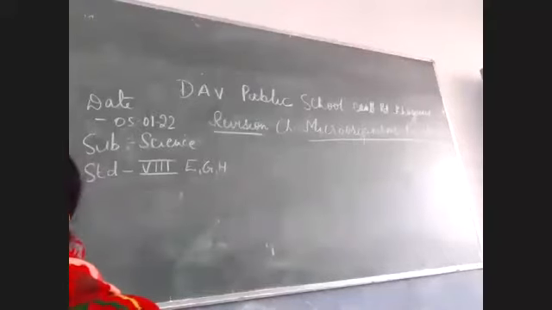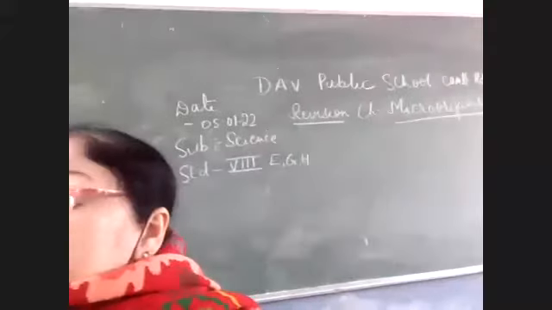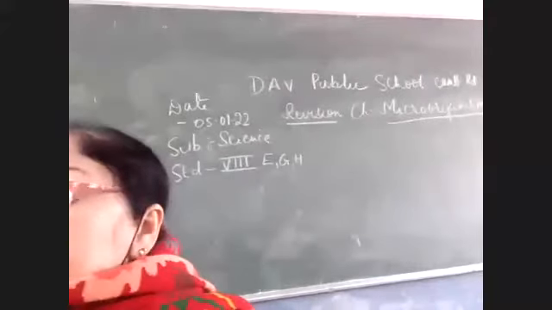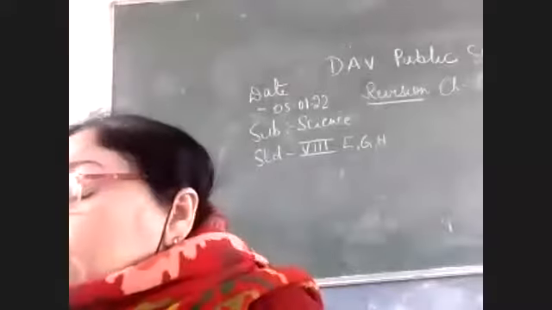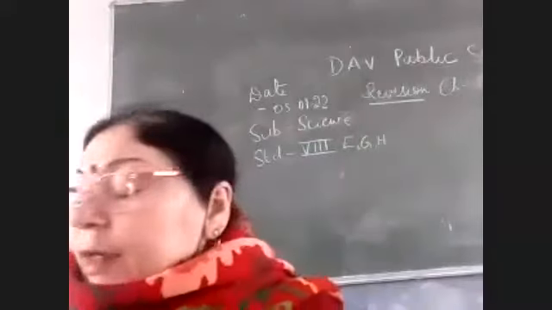Then comes citrus canker. It is caused by bacteria. The affected parts are leaves, stems, and fruits. Leaves, stems, and fruits are the parts which get affected by the bacterial disease citrus canker.